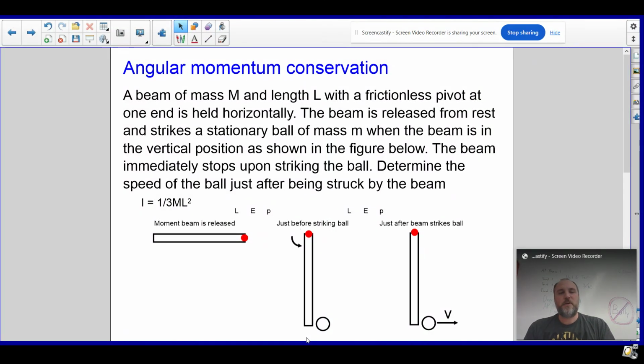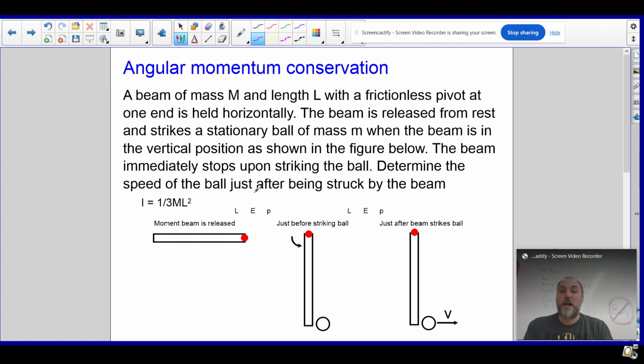So, starting here with a typical AP type problem, we have a beam of mass m and length L with a frictionless pivot at one end that is held horizontally. The beam is released from rest and strikes a stationary ball of mass little m when the beam is in the vertical position as shown in the figure below. The beam immediately stops upon striking the ball. Determine the speed of the ball just after being struck by the beam.